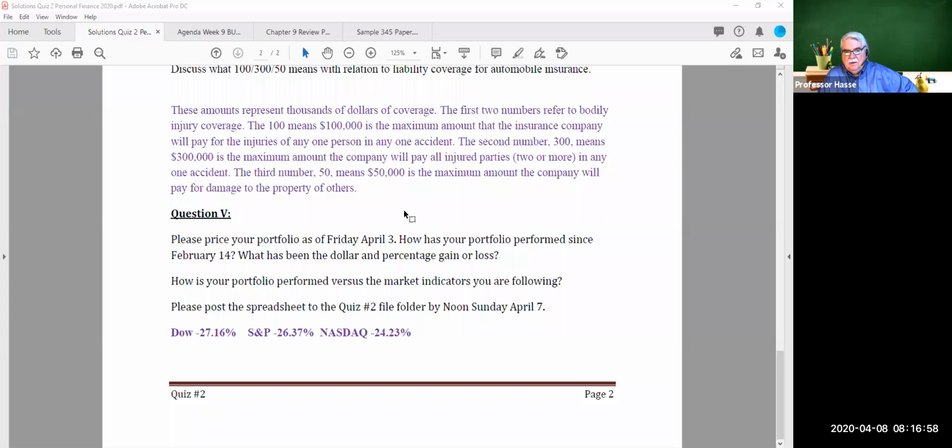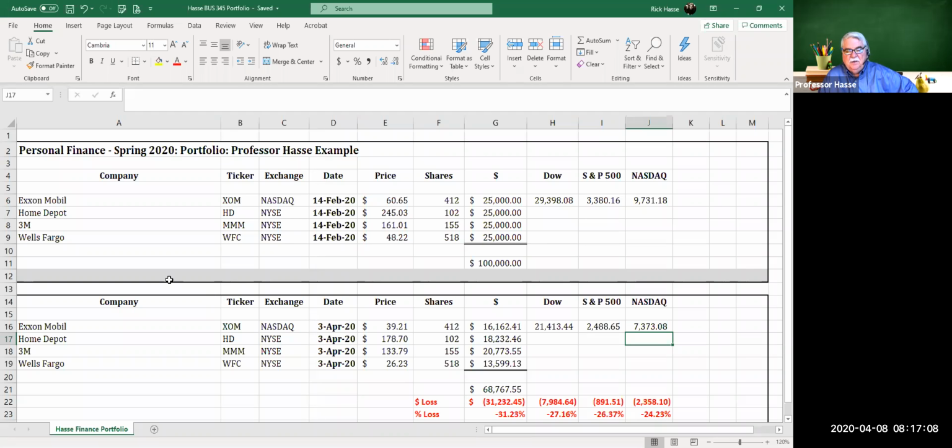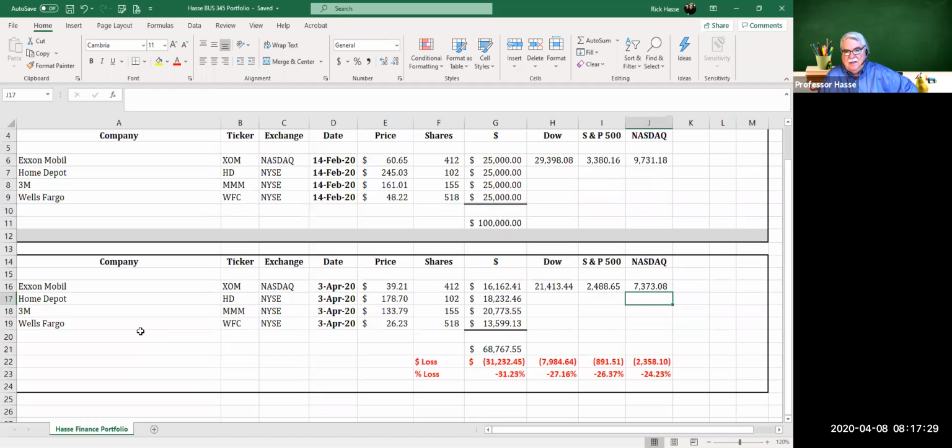All right. So let's bring up that. Here's my disaster portfolio as of April 3rd. The original portfolio was dated February 14th. There's my investment in Exxon, Home Depot, 3M, and Wells Fargo. Adios, Professor Hasse. And there's the market indicators there. Well, we take a look at it on April 3rd, last Friday. I lost 31,000 clams. Boy, what an expert I am.